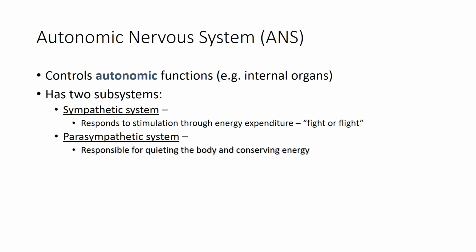On the flip side of that is the parasympathetic system. This undoes the actions of the sympathetic system, so it calms the body back down, reduces heart rate and respiration rate, basically conserves energy.